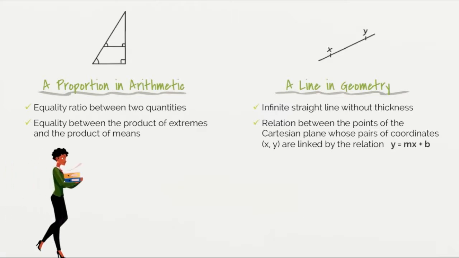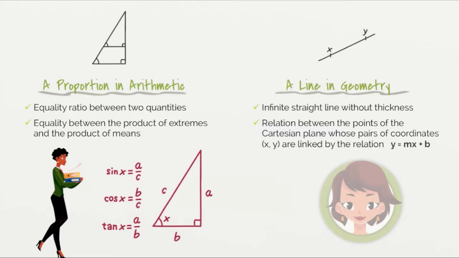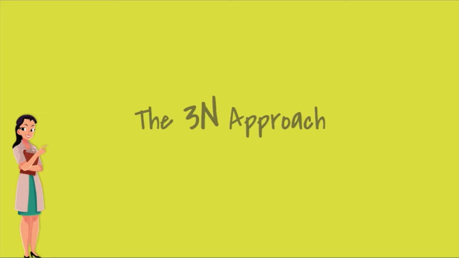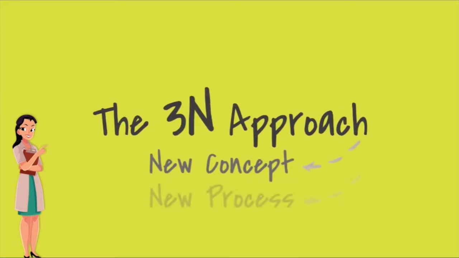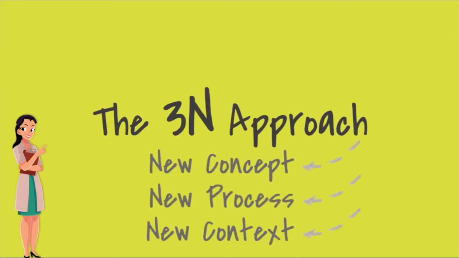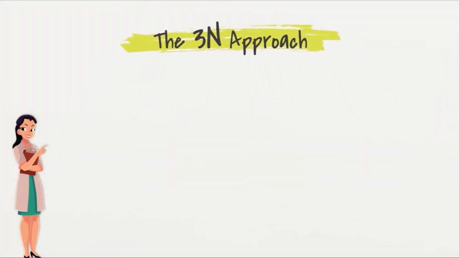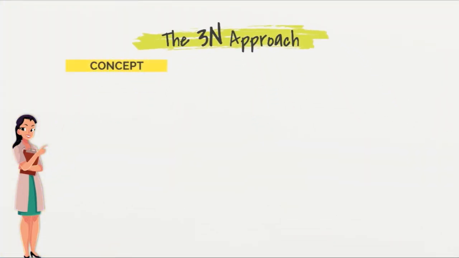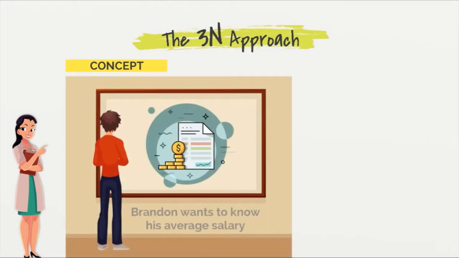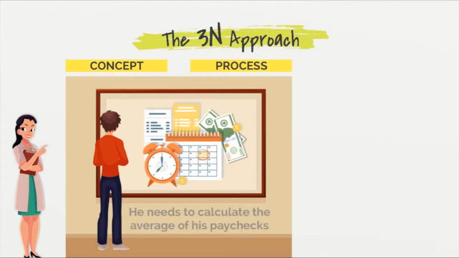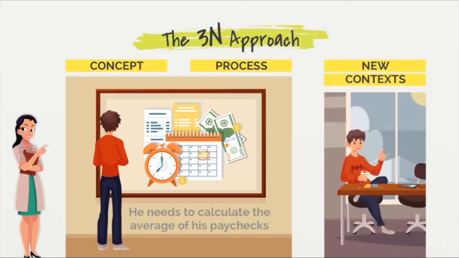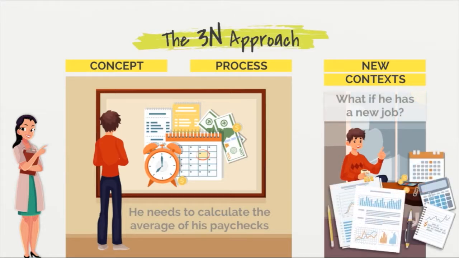As teachers, we want students to consolidate new knowledge as we introduce it. But how do we do it? Many mathematicians suggest introducing new knowledge to students following the 3N approach. The 3N approach recommends introducing new concepts first. Then, once the new concepts have been introduced, we start asking questions that will lead to new processes for problem solving. Finally, to consolidate the knowledge, we introduce new contexts to mobilize the new concepts and processes.